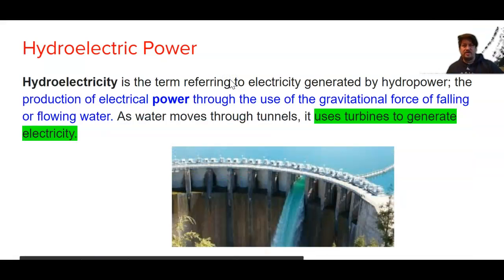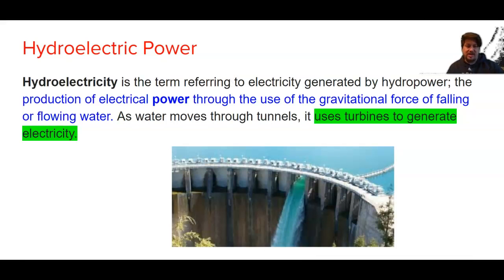Now's my favorite. Dam power. Hydroelectricity. Now we see a beautiful dam here that has some water going through it. This is hydropower. This is using gravitational force or flowing of water to get the dam power. What happens is we get some water in here. It rushes through a hole. It has some dam turbines, and it's used to generate some dam electricity.